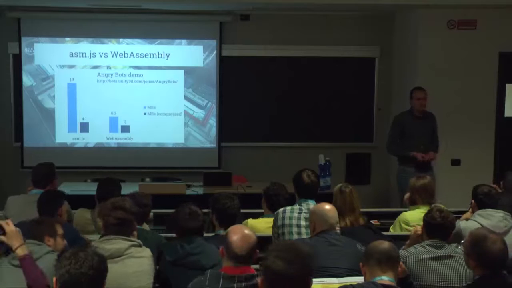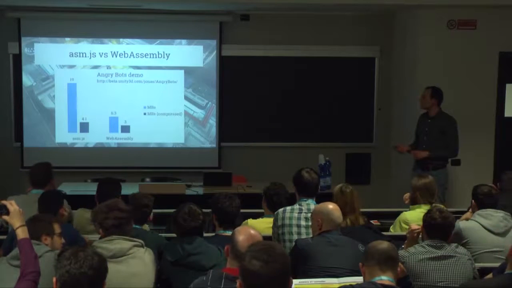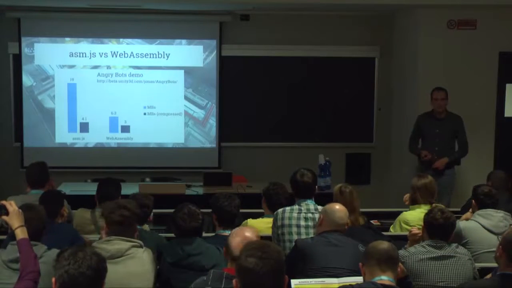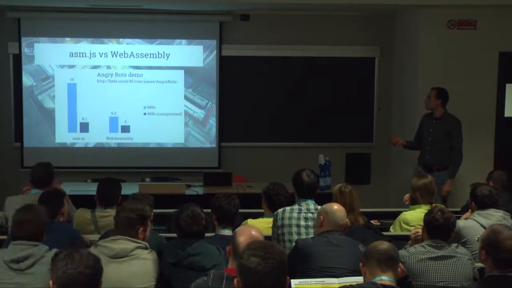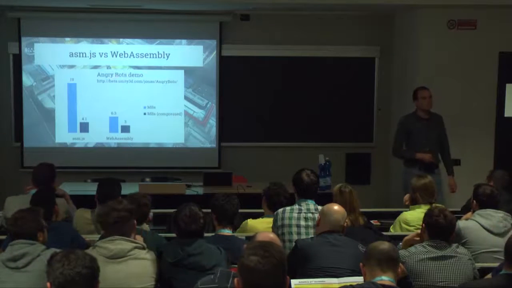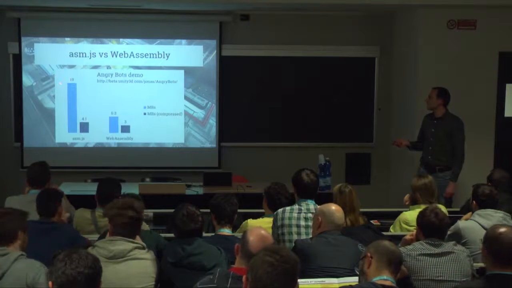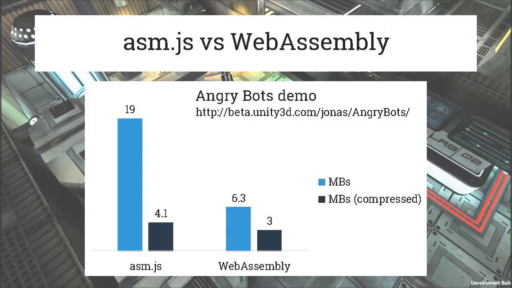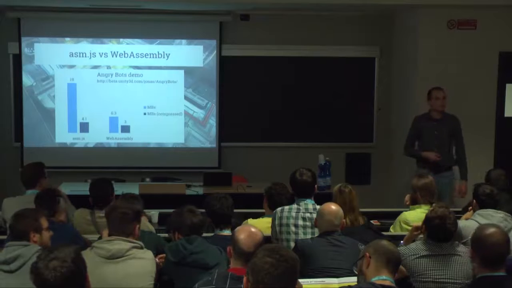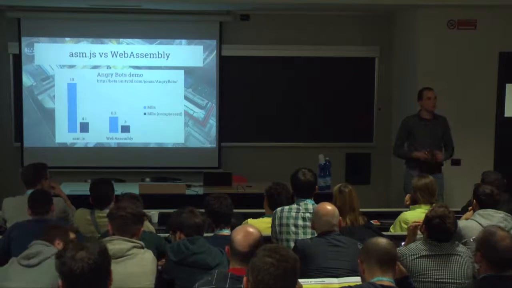What is the difference now? If we take a look at asm and WebAssembly, this is one of the Unity games which was written here. You can see that if we write it in asm, this game is 19 megabytes. The same game written in WebAssembly is just around 6 megabytes, which is a huge difference.